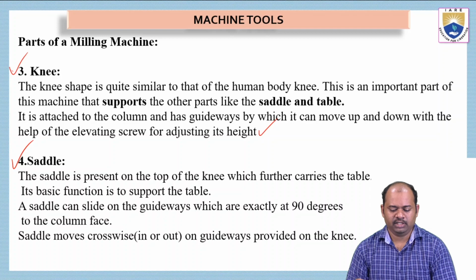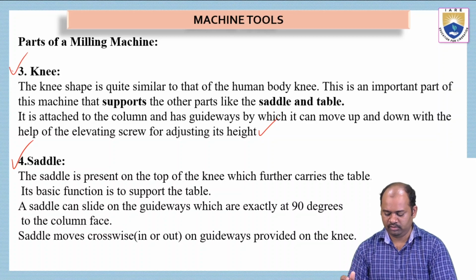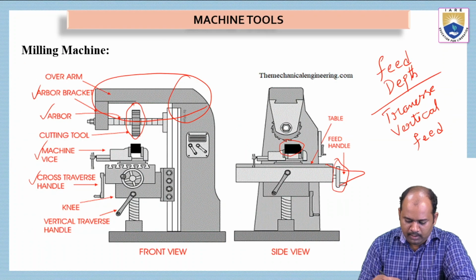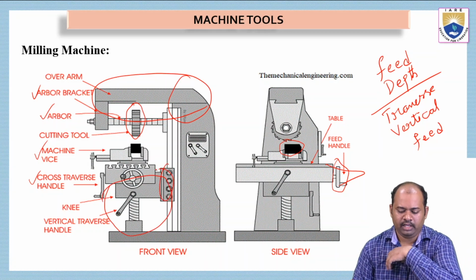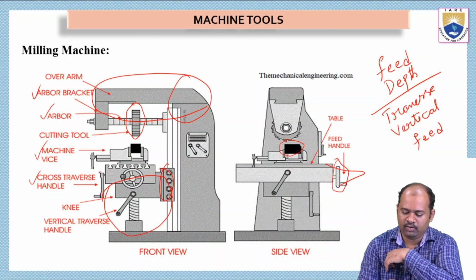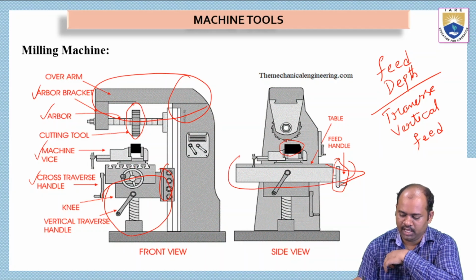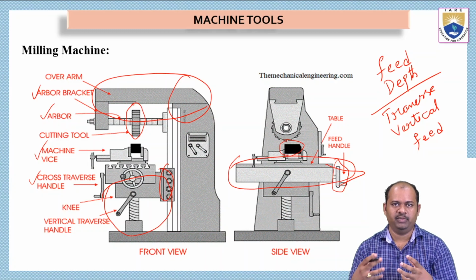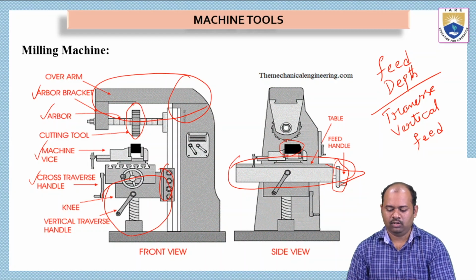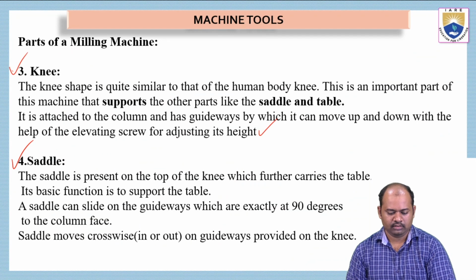The saddle is present on the top of the knee, which further carries the table. Its basic function is to support the table. You can see in this picture, this part is nothing but the saddle. This arrangement is called the saddle, and on the saddle we have this table. On the table we have a machine vise, in which the workpiece is fixed. So this is the saddle.